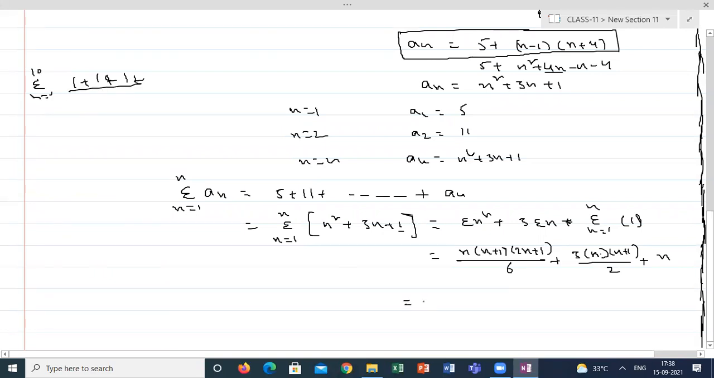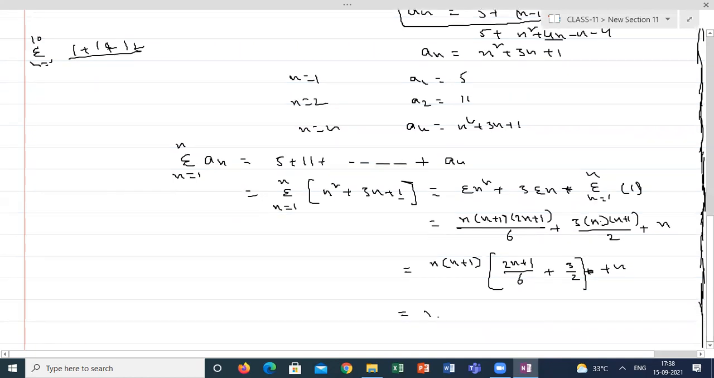So how can I do this calculation? What can I take common? n into n plus 1 I can take common. Then I will get 2n plus 1 by 6 plus 3 by 2 plus n. So anyway, you have to multiply. The LCM is 6: 2n plus 1 plus 9 plus n.